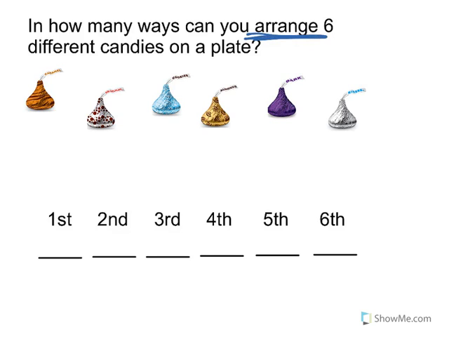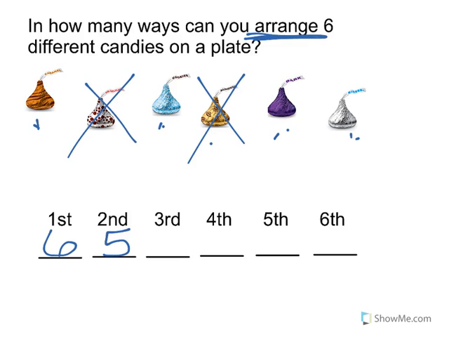arrange something. All right, so for our first choice of candies, we're going to pick a candy, so we can pick 1 out of 6. So we have 6 choices, right? For our second choice, now we've already picked 1, so we're going to cross 1 out. We've got 1, 2, 3, 4, 5 to choose from. For our third, let's say we picked that one. For our third choice, we got 1, 2, 3, 4 choices.